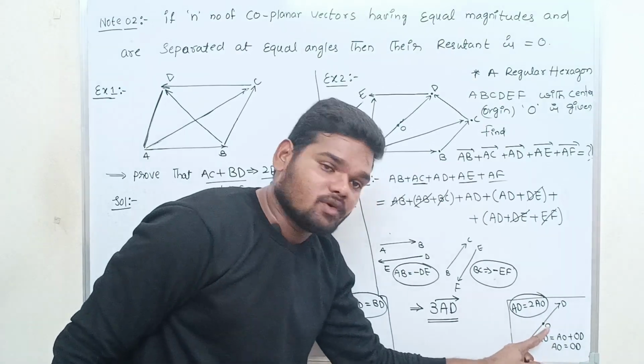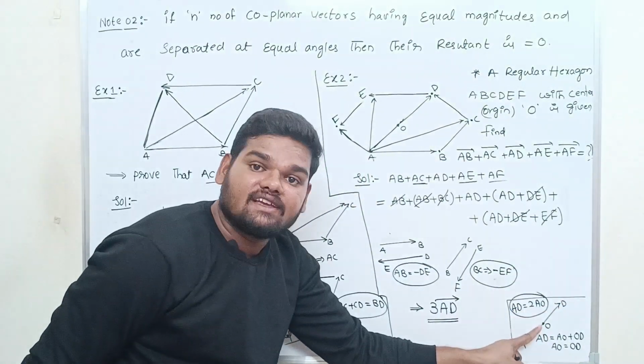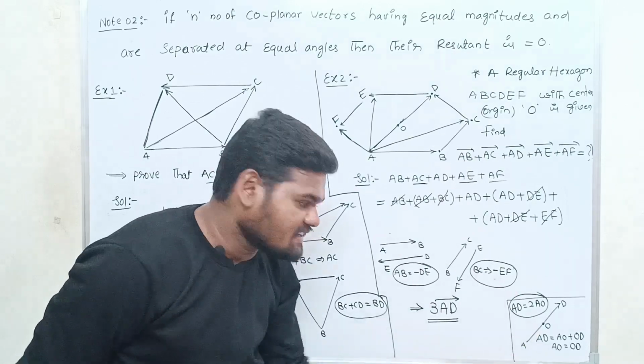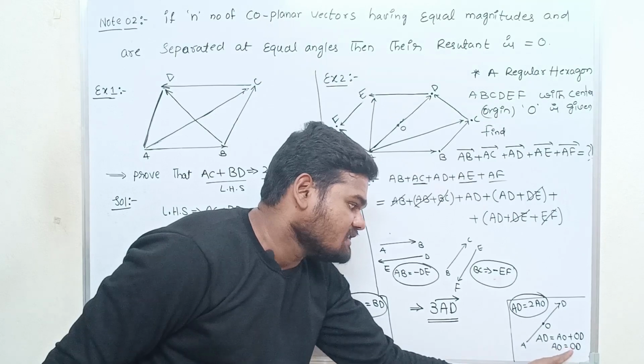So this is the line AD and this is the center point O. This point is at the center, so it divides the line into equal parts. Then AO is equal to OD.